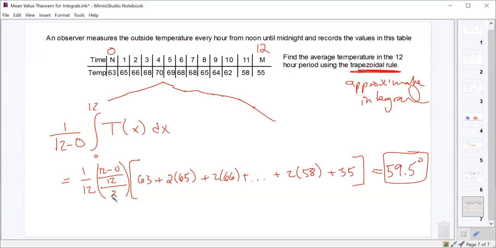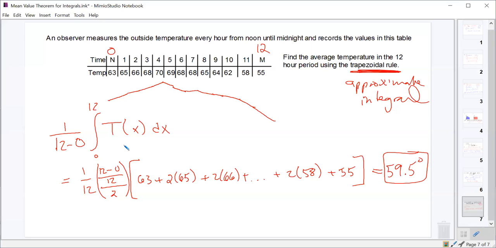So, any questions on that? That's the mean value theorem for integrals. You'll have a short assignment tonight on the mean value theorem for integrals.